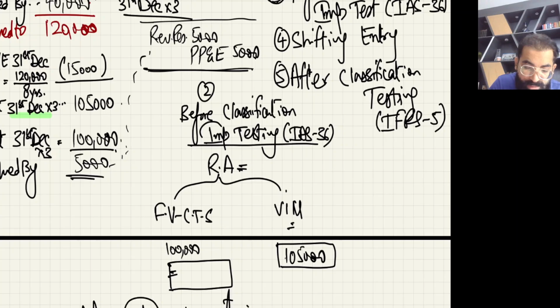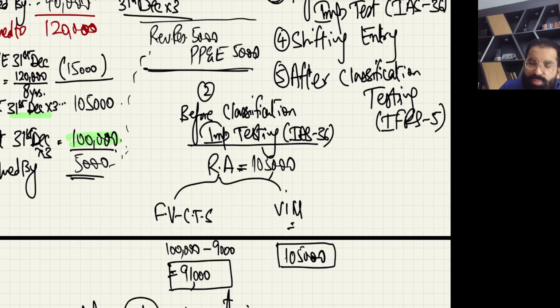We just saw this is the fair value at 31st December X3. Fair value was 100,000 minus cost to sell of 9, which is 91,000. Now, out of this fair value less cost to sell and value in use, which one is higher? Higher is 105, so your recoverable amount is 105,000. Now let's do impairment testing.